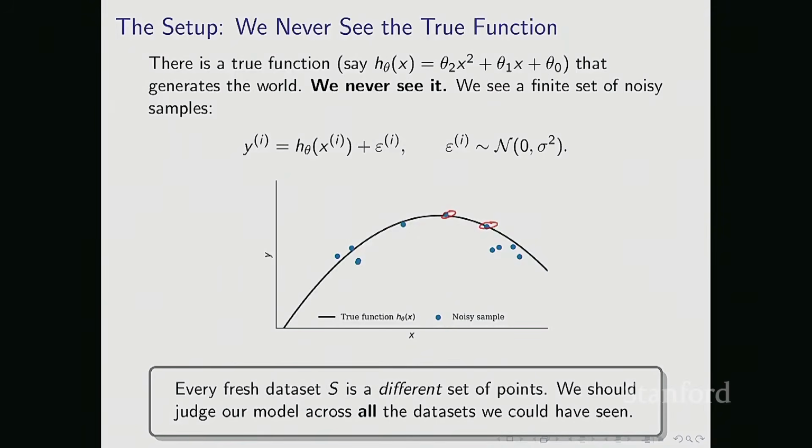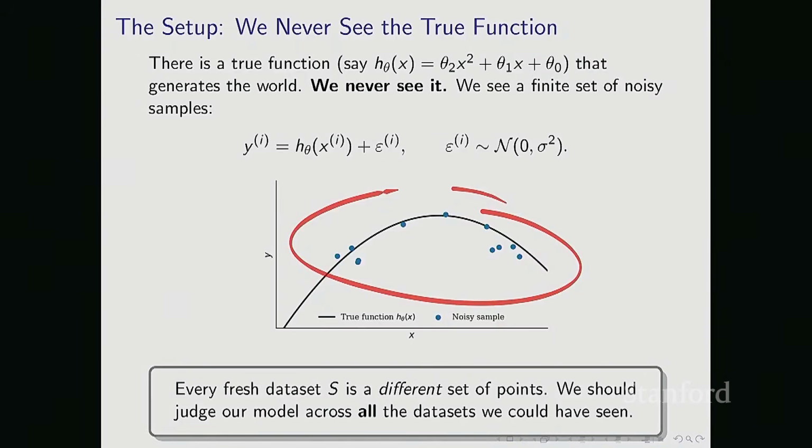These characters are really close to the line. These characters are a little bit further away from the line. There's a little bit more error there. Okay. So what I want to point out, though, is that when you get a training set, every fresh data set is just a different set of points. Okay? And we're going to come back and analyze what happens as we change those points in a bit.